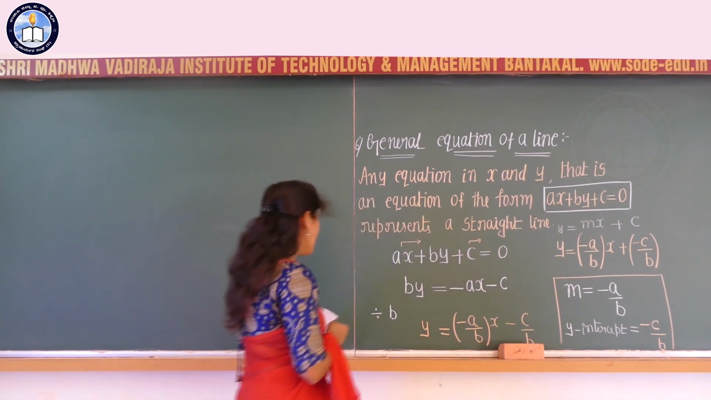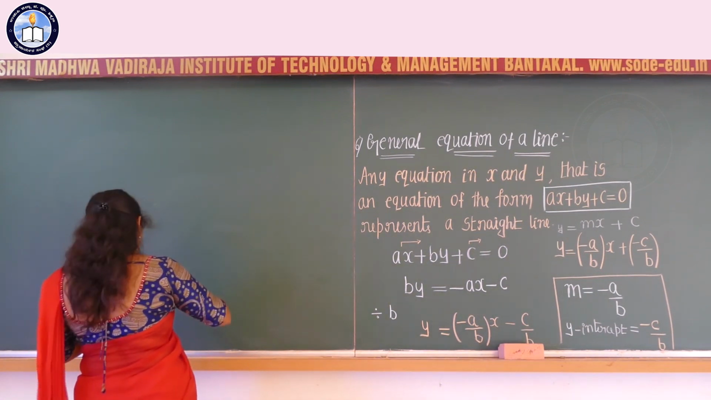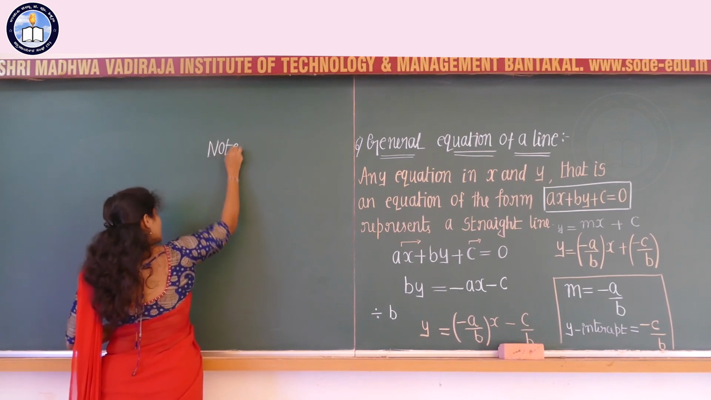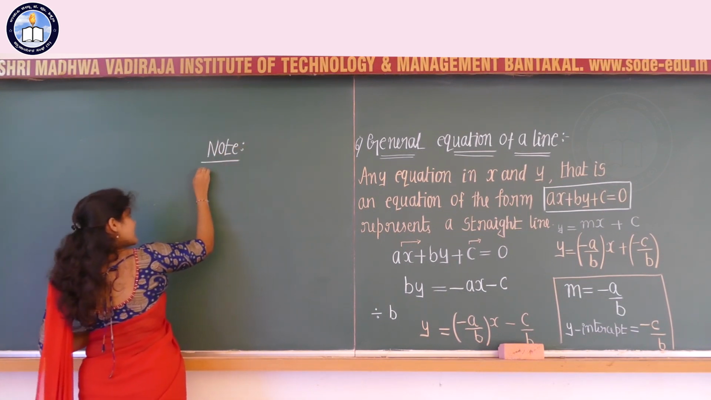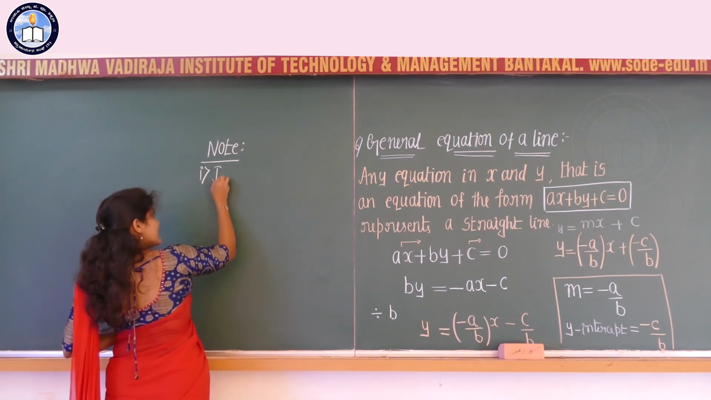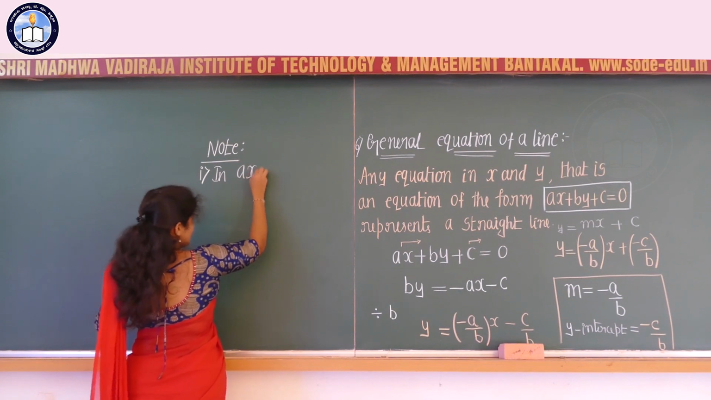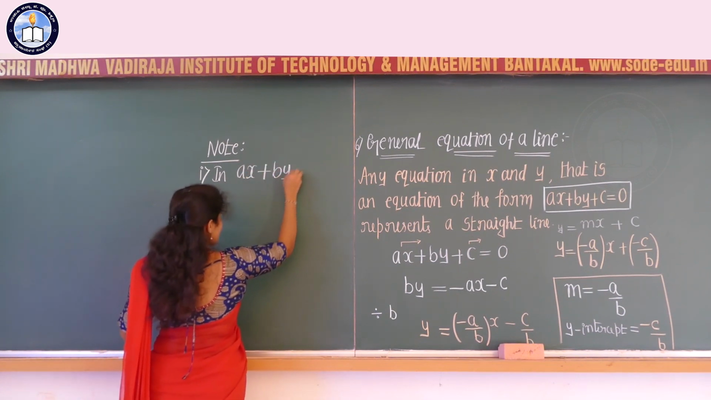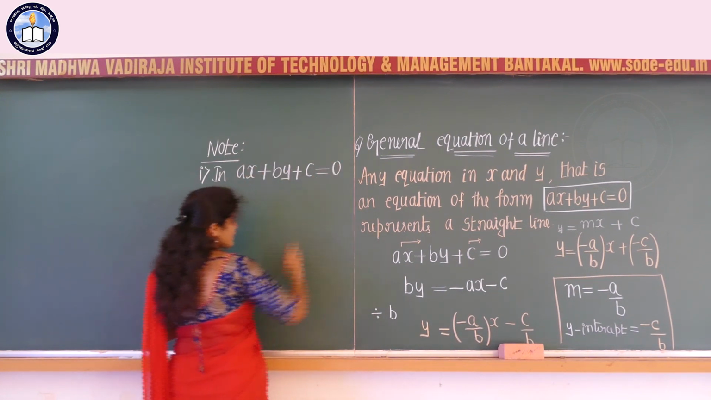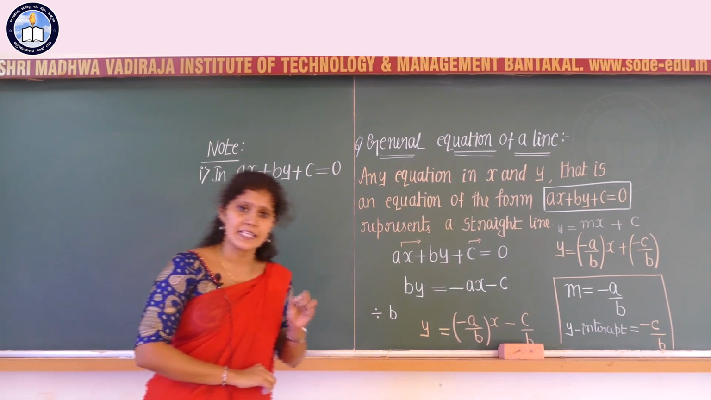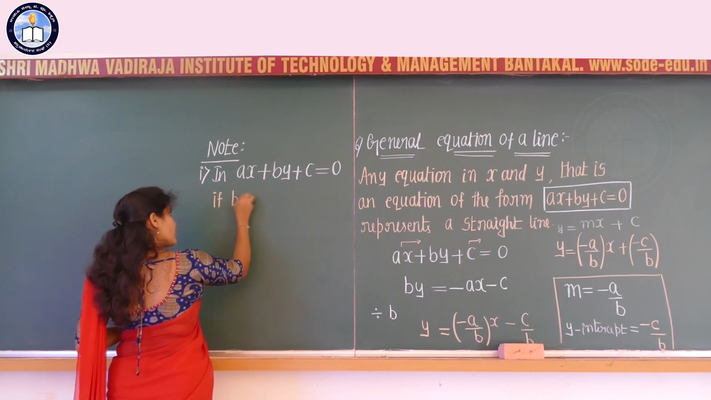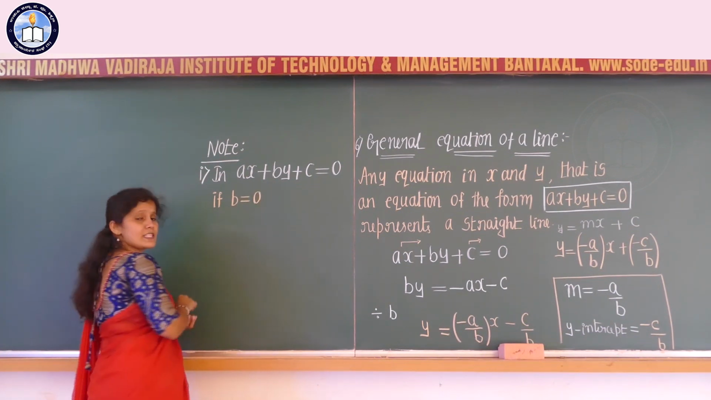So, let us consider some points with respect to this general equation of a line. I will write it as a note. So, with respect to the note, let us consider the first point. In the general form of the equation of a line, ax plus by plus c is equal to 0, if b is equal to 0, what happens?